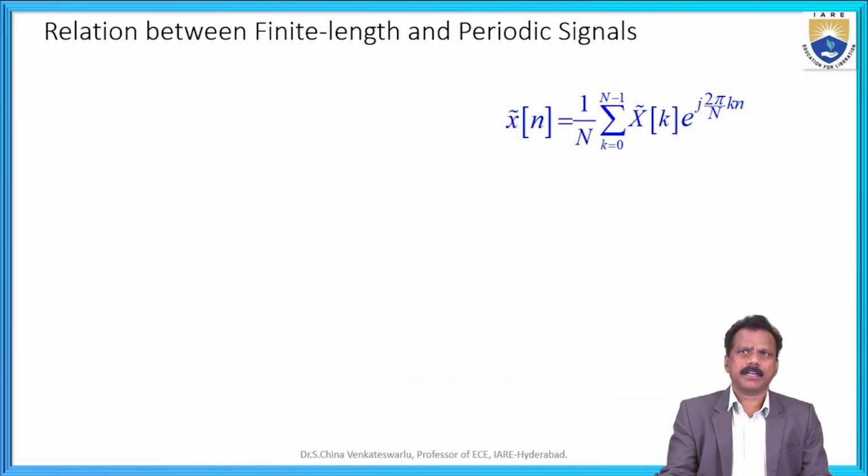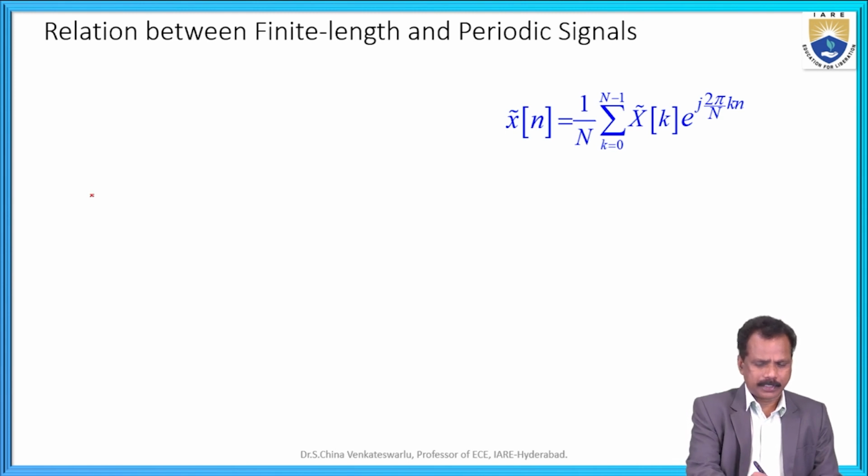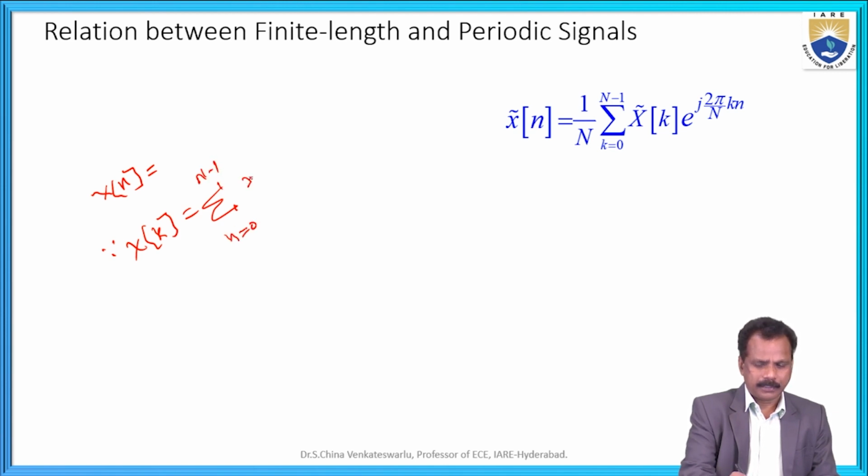There is a relationship between a finite length and a periodic signal, where x of n is equal to 1 by N. From this, before that, X of k is equal to the summation n equals 0 to capital N minus 1 of x of n into e power minus j 2 pi by capital N into k n.